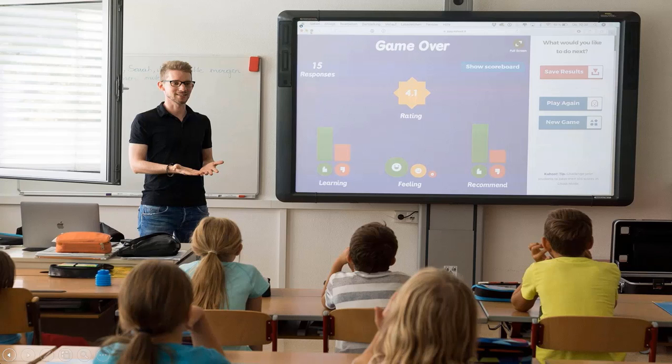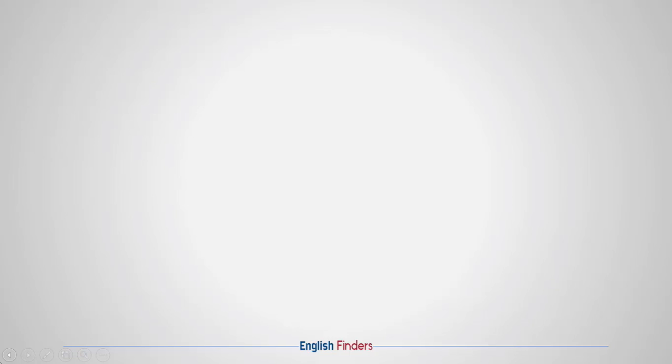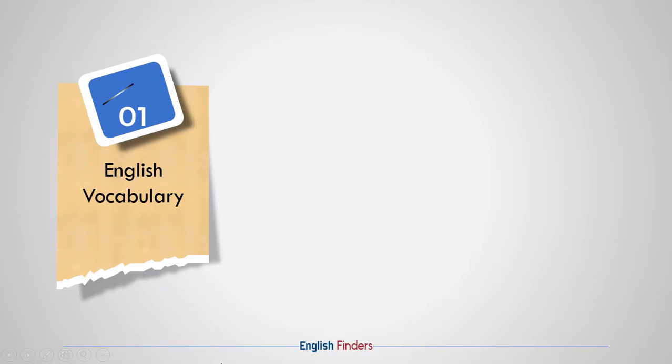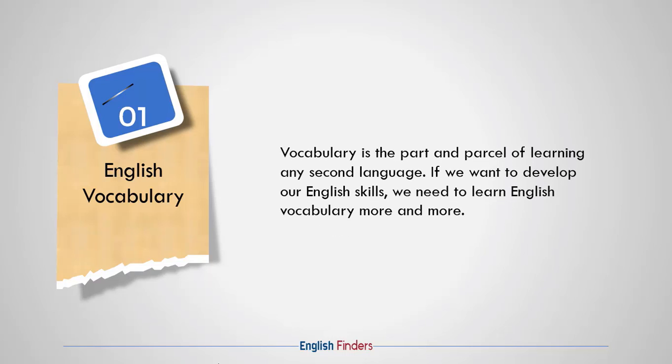Today we will discuss the 10 basic steps of learning the English language. So let us see the first step. The first step is English vocabulary. Vocabulary is the part and parcel of learning any second language. If we want to develop our English skills, we need to learn English vocabulary more and more.